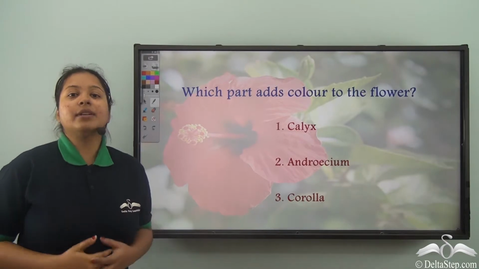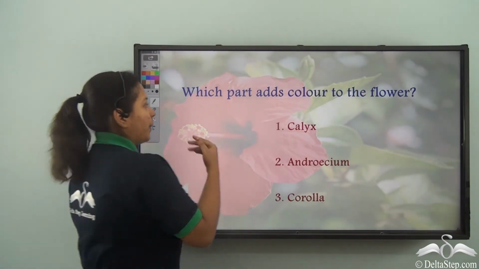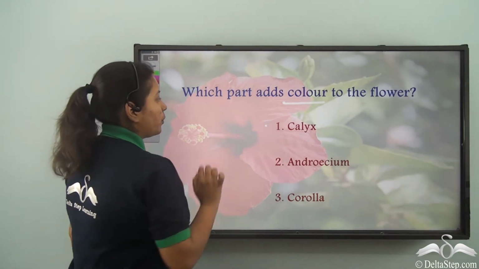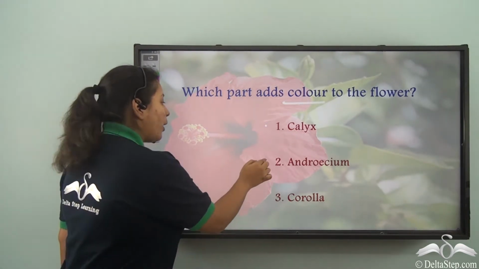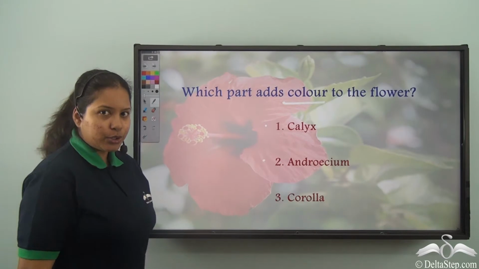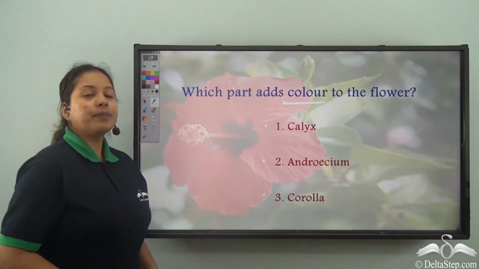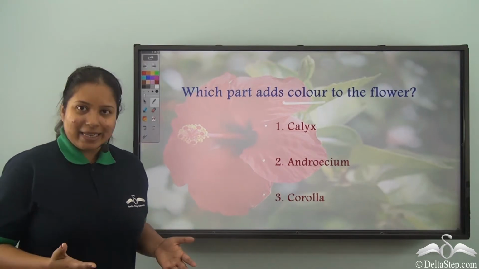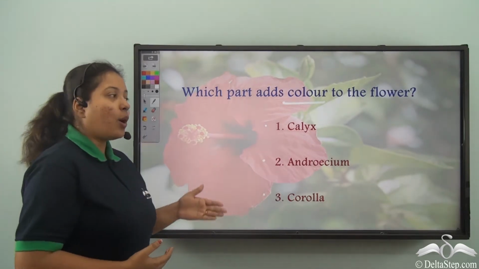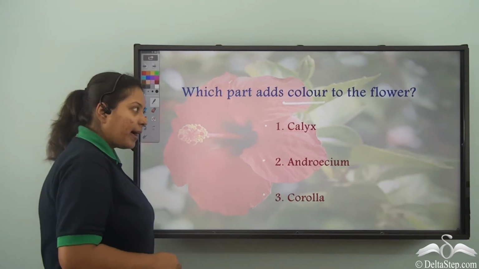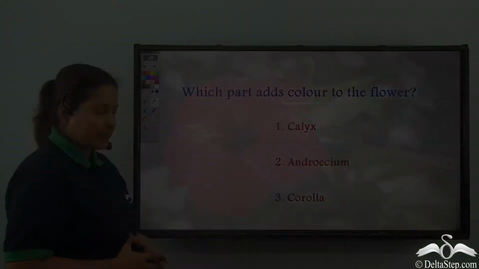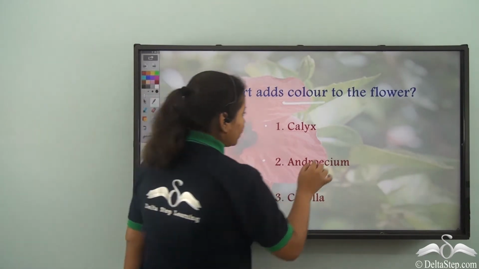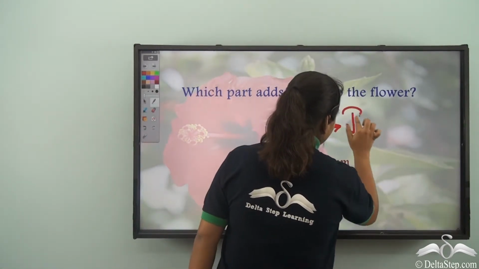So I have a question for you. Which part adds color to the flower? Is it option 1 calyx, or option 2 androecium, or option 3 corolla? Let me tell you. Well, these are all parts of a flower, but they have different functions. So the first option is calyx, which protects the flower.